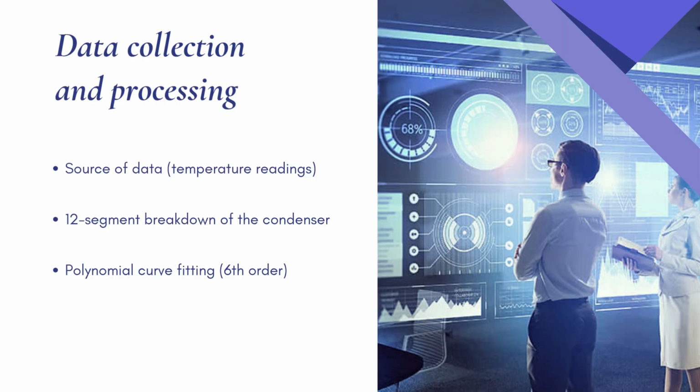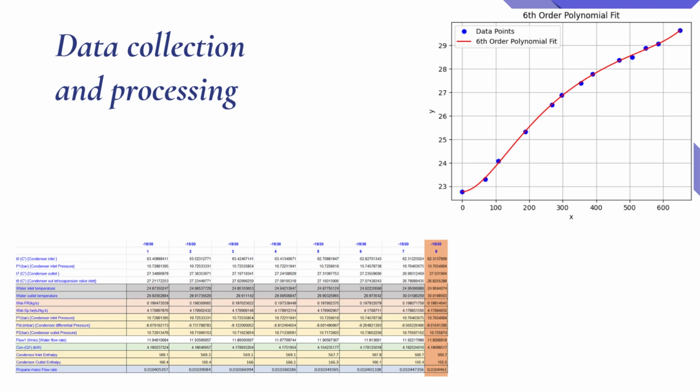Each dataset contained 12 segment-wise temperature readings along the condenser length. First, we fitted this data using sixth-order polynomial curves to smooth the profile and prepare it for further calculations. Using this, we calculated enthalpy values at different points, allowing us to identify the subcooled, two-phase, and superheated regions.